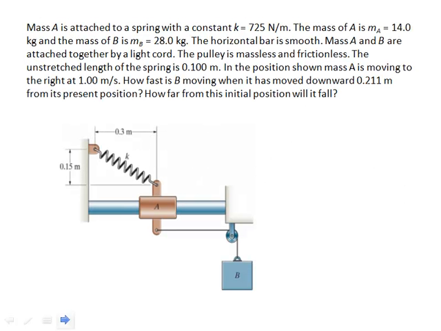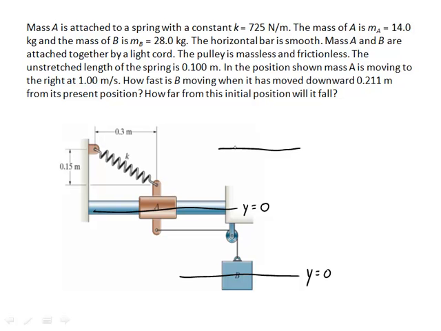Okay, as we take a look at this problem, this is going to be a very simple application of conservation of energy. A is up here. I'm going to make the datum for A right there. It really doesn't matter because A doesn't go up or down, but I'll do it there anyway for completeness. B, I'm going to put the datum there.